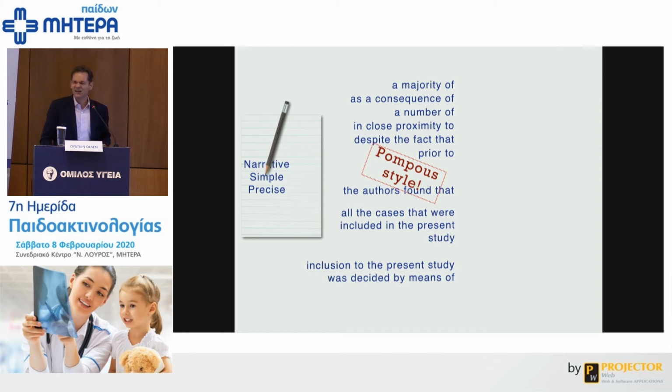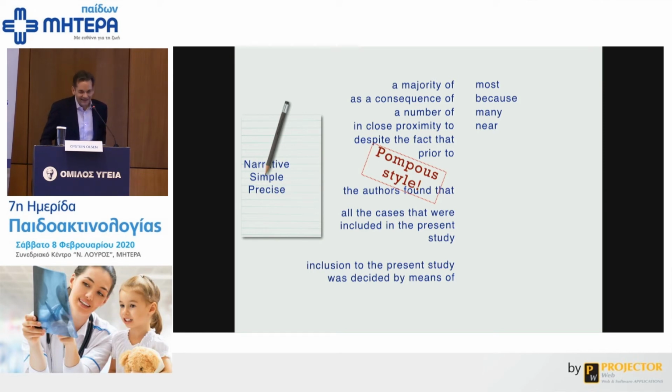I don't like it. Don't be pompous. Be simple. "As a majority of" is the same as "most." "As a consequence of," "because." "A number of," "many." "In close proximity to," "near."